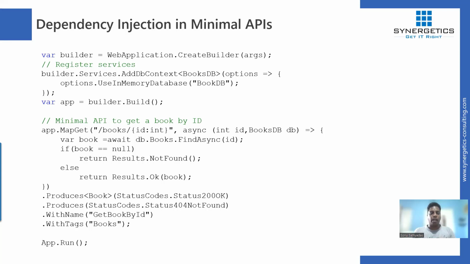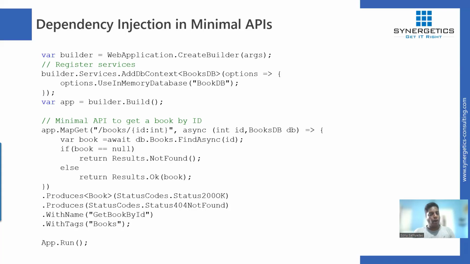Here you can see an example that is used to return the book object using an ID. This route template takes ID as a parameter in the route, and you can see in the lambda expression we have an ID as well as a book database context object. And using this DB context object, you can query the database and get the data, and then return the result if the book is found. If the book is not found, you can return a NotFound result.